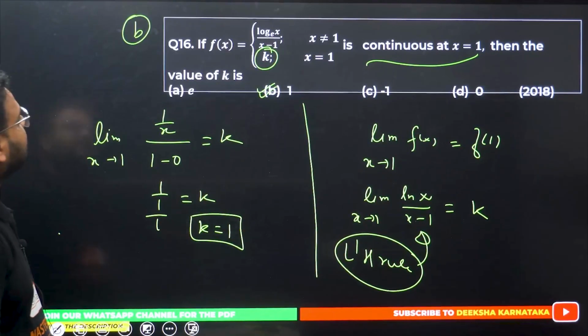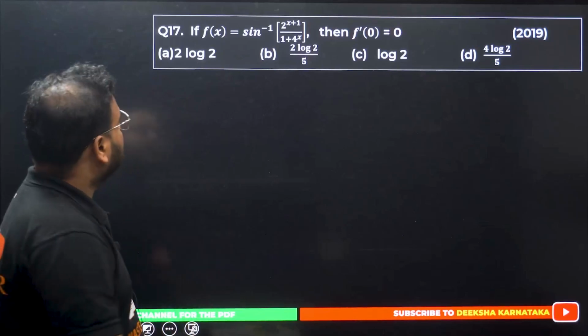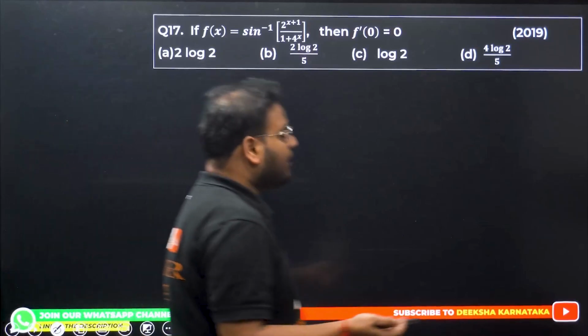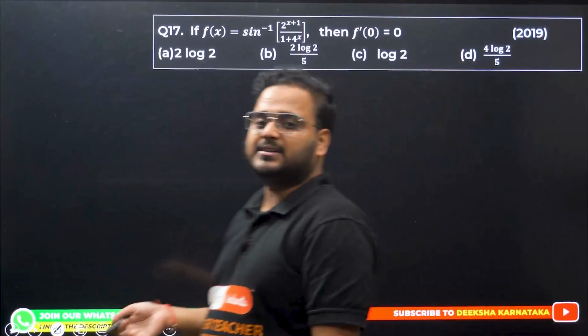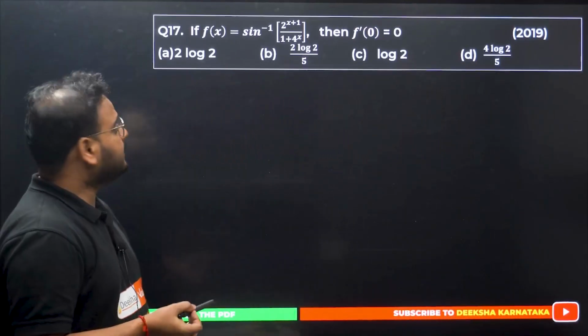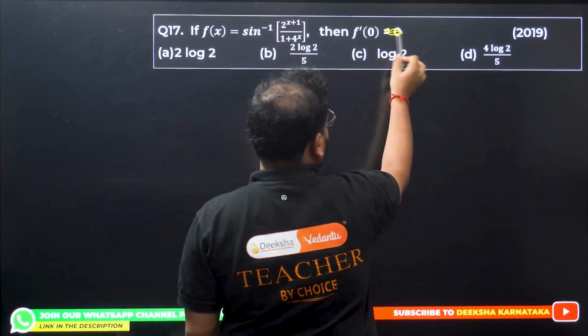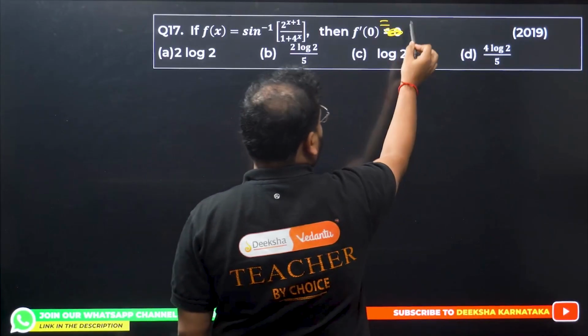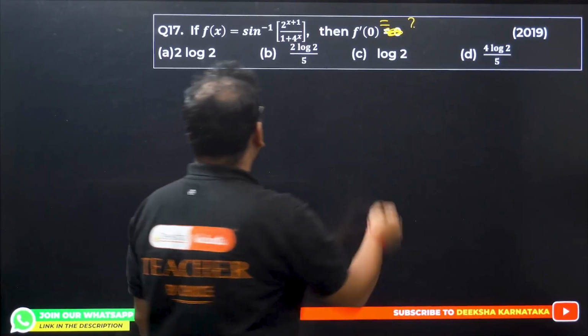Question number 17 now. f(x) equals sine inverse of 2 times 2 power x upon 1 plus 4 power x. Looking for the derivative at the point 0. Looking for f dash 0 equals what? So let's solve it.